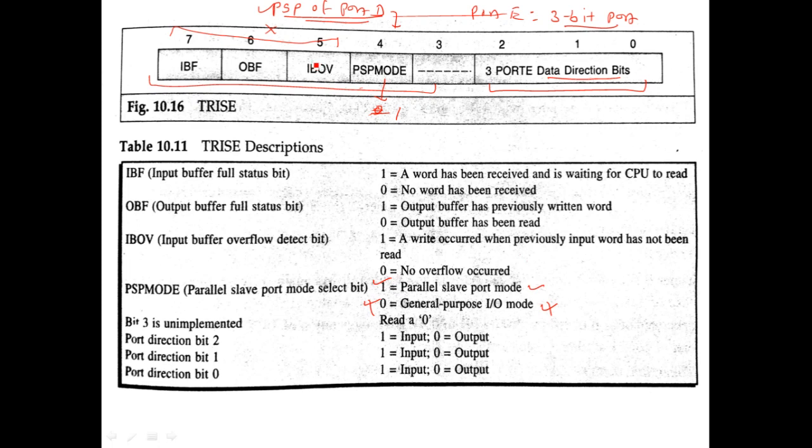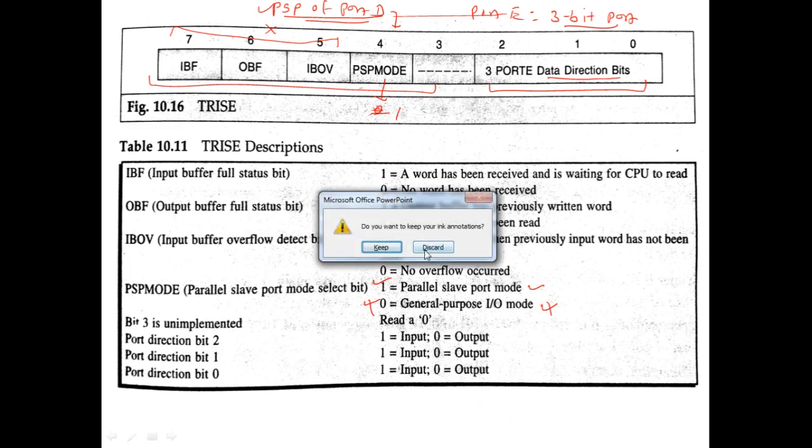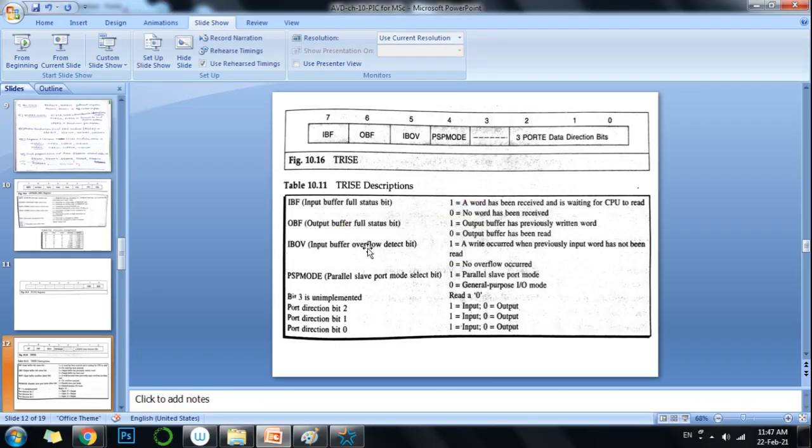Is it clear? Yes, sir. Okay, so that's all. Actually we have to discuss how port D actually works as parallel slave port. Of course, that we'll discuss next time, because it will take some time. We have to discuss how the signals are exchanged. So today we can stop with this.